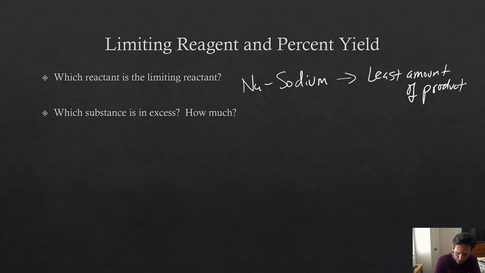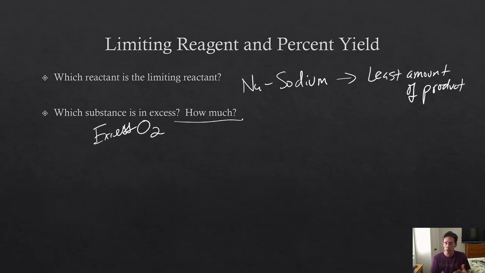Now, the question is, which substance is in excess? Meaning, which one is going to have leftovers? The leftovers remaining in excess will be our oxygen. Our O2 is going to be in excess. Now, you notice that I have this question. It asks, how much? So how do we figure out how much is going to be remaining?